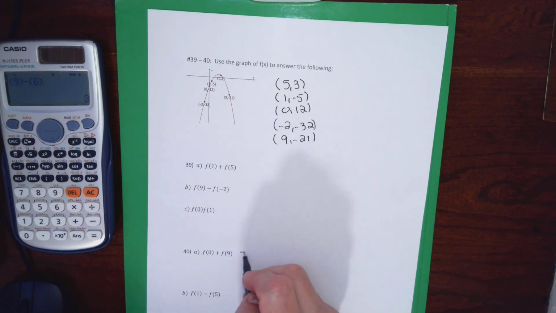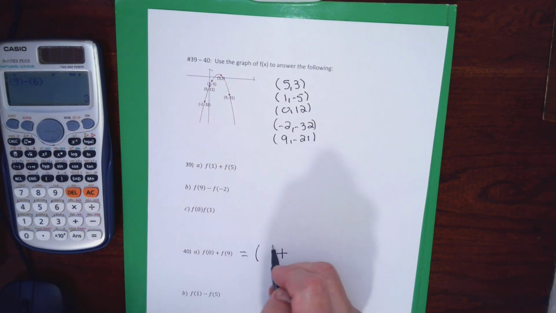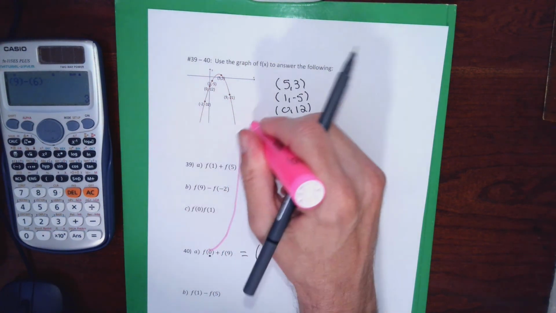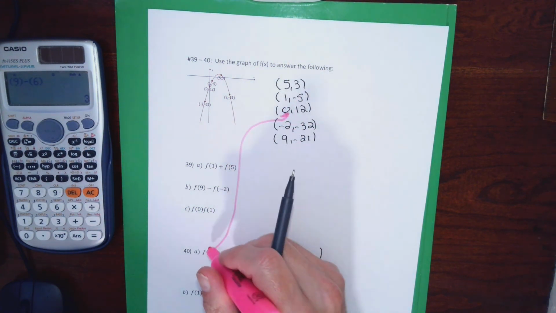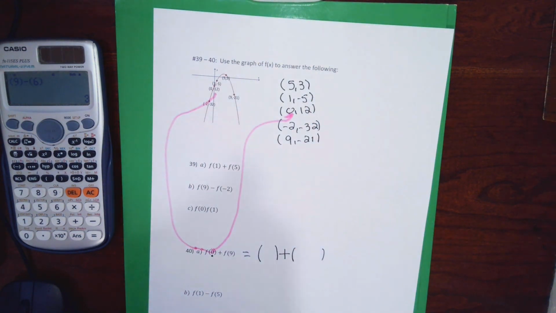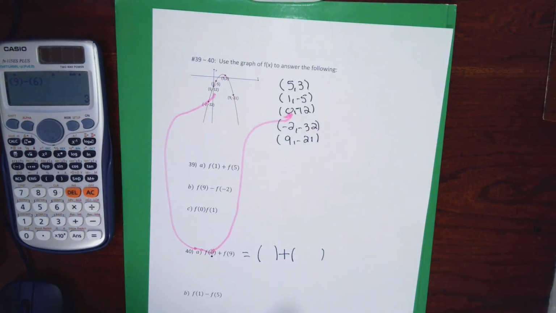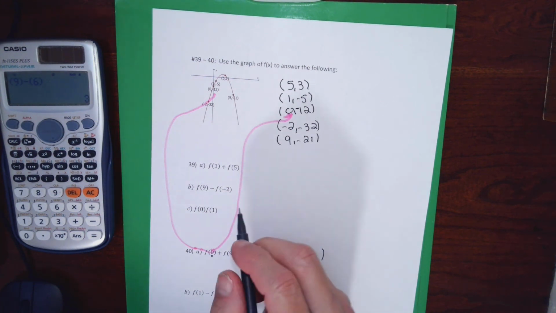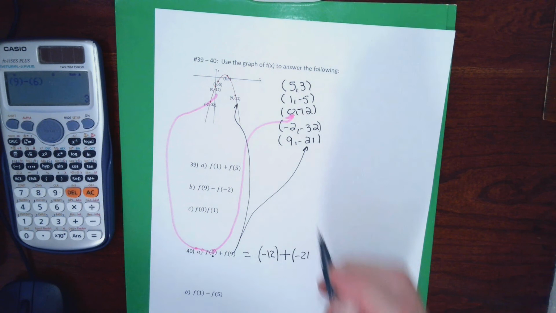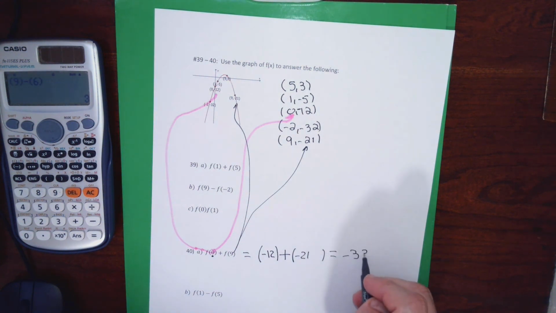4a wants me to find f of 0 plus f of 9. I'm going to put a plus sign. I don't really need the parentheses. F of 0, the 0 stands for an x, and it wants me to find the y. So this first f of 0 is calling out that point, and that's really negative 12. I flubbed the sign there. That should be 0, negative 12. Just couldn't see the negative because it's right on the axes. So in place of the f of 0, I'm going to plug negative 12. And in place of f of 9, I'm going to plug negative 21, either from there or there. And this I could do on my calculator if I couldn't do it in my head.